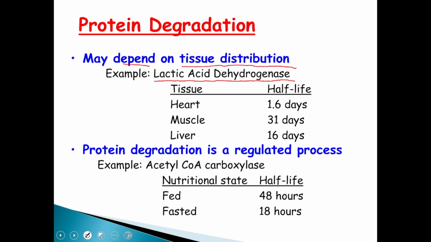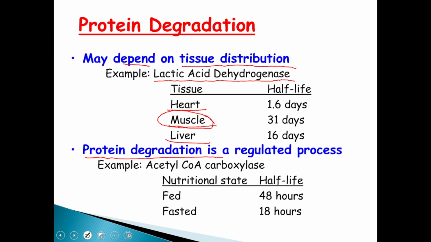If we look at this enzyme, it is present in all the major tissues, whether you talk of heart, muscle, or liver. But if you see, the half-life is different. In the heart, it is only 1.6 days, whereas in the muscle it is the longest, 31 days, and in liver, 16 days. That depends on how much that enzyme is getting used. Lactic acid dehydrogenase is used to its maximum in the muscle. That is why once it is made, it stays for 31 days and then gets replaced by another lactic acid dehydrogenase. So you understand, depending on how long the function is for that protein, the lifespan is determined.